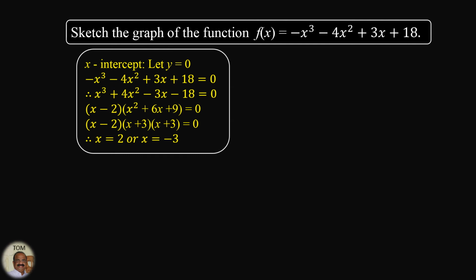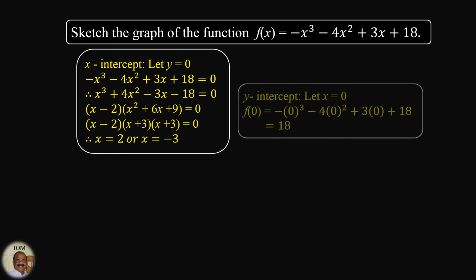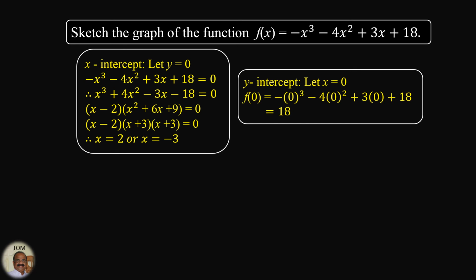So we get the factors: x minus 2 times x squared plus 6x plus 9. Factorize: x plus 3 times x plus 3. So x equal to 2 or x equal to minus 3. Look at that, x plus 3 times x plus 3. So that point is an x-intercept as well as a turning point. Y-intercept. Put 0 for x and then we get 18. So the y-intercept is 18.